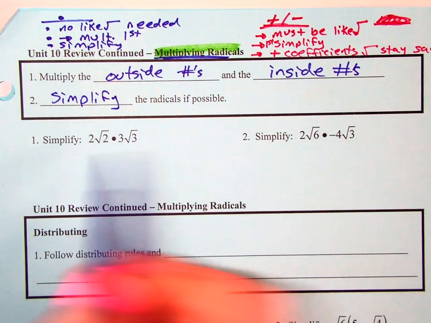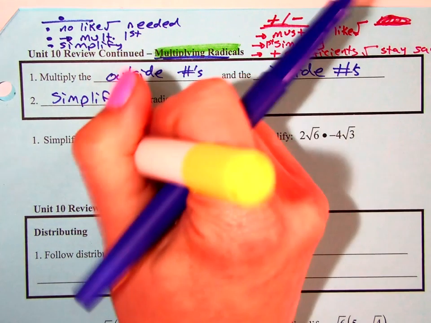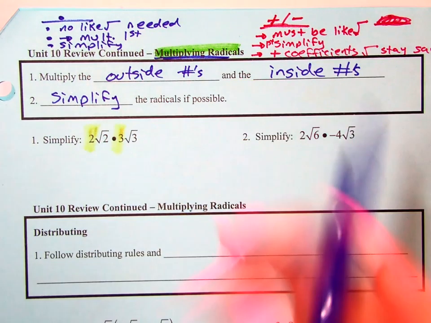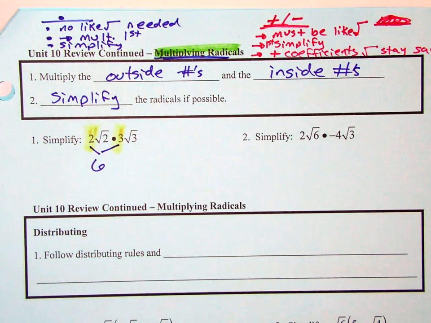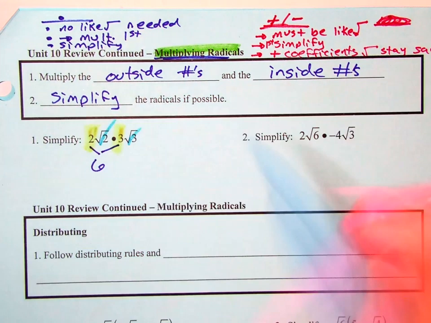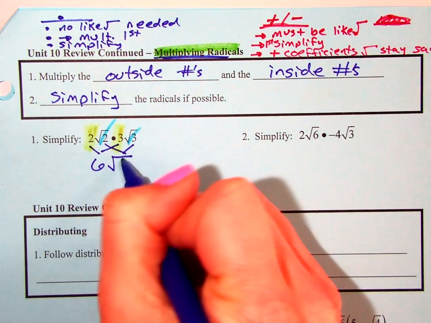So let's do this first one together right now. So again, it's multiplication, so we don't care if they're alike, we just start multiplying. So we multiply the outside number by the outside number, so 2 times 3 would give me 6. Then we multiply the inside number by the inside number. So again, 2 times 3, but now it's square root of 6.